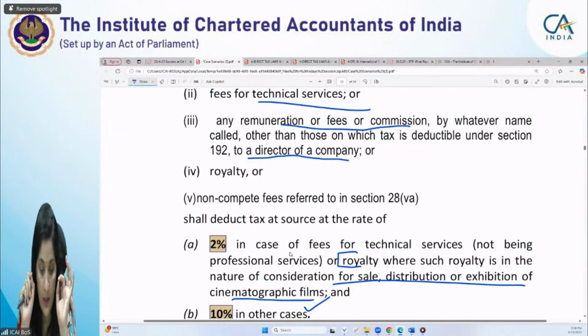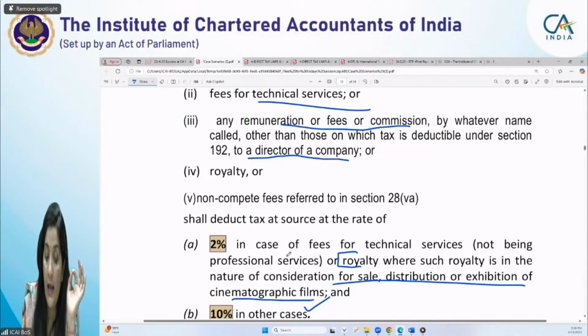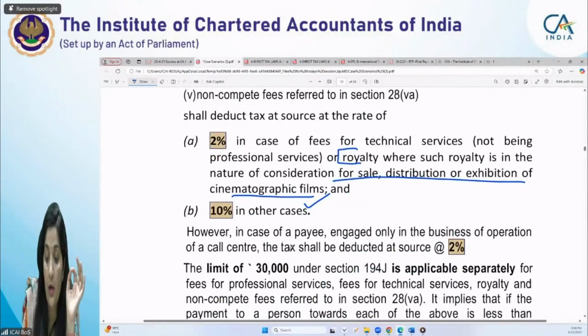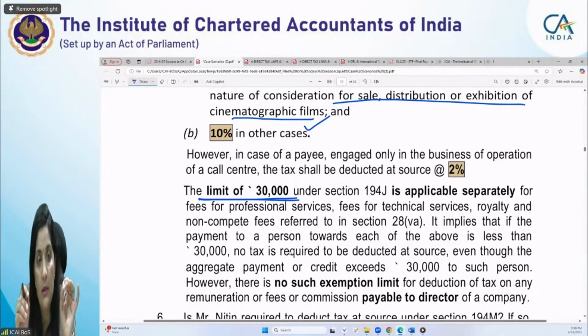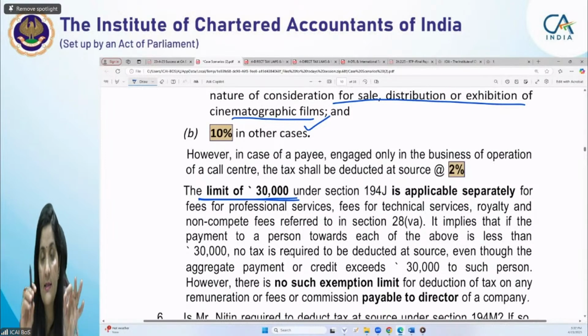So you remember it. It's very important. And another thing is that the limit of 30,000, this limit of 30,000 is separately applicable. It's separate for your professional services, it's separate for your FTS, it's separate for your royalty, it's separate for your non-compete fees. Okay. And there is no limit for commission, remuneration, whatever name called, paid to a director of a company. Then there is no threshold limit.